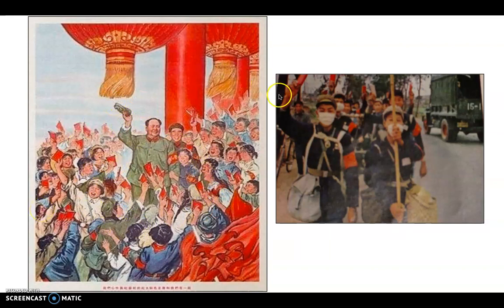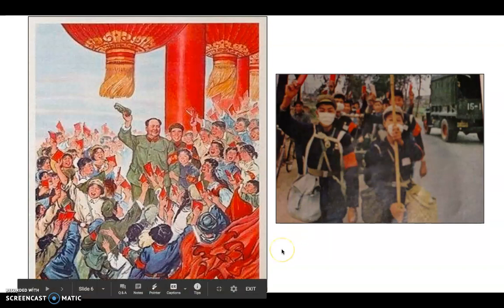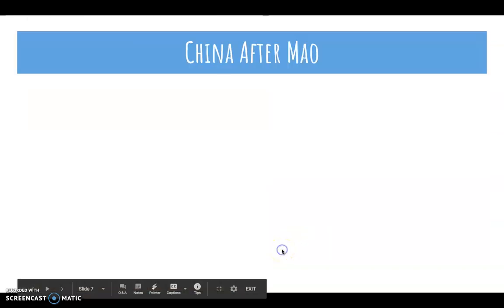And then to the right here, this is a real life photo of some of the Red Guards during this time period. Again, very similar to this propaganda picture, actually, holding their little red books, right? Wearing the Communist Chinese flag on their arms as bands, right? Pushing forward these ideas of Mao Zedong.